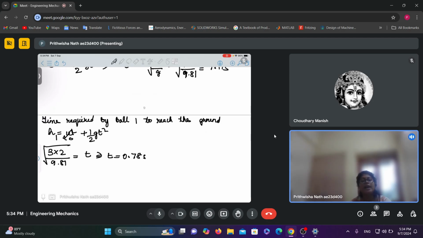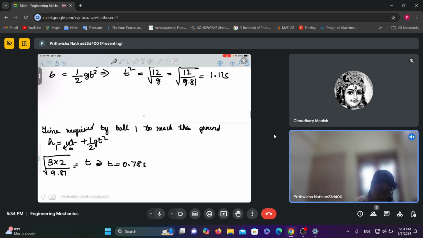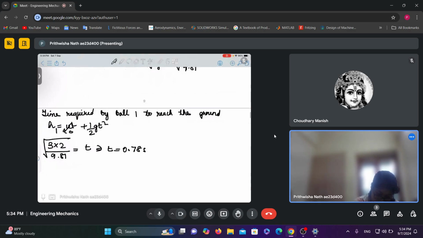So the difference in the time will tell me after how much time, how long after ball 2's release should ball 1 be shot. So the difference in time will give me that. Therefore, that is 0.33 seconds.